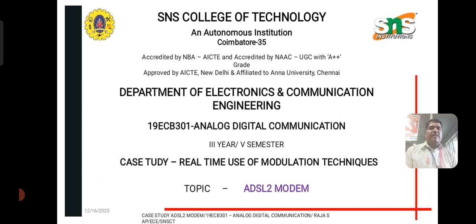In the previous video we saw the various digital modulation techniques like frequency shift keying, phase shift keying and amplitude shift keying. We also saw in that video the comparison between all these three methods. In this YouTube video we are going to see how these modulation techniques are used in the real-time application called ADSL2 modem. So now I am going to continue this video.